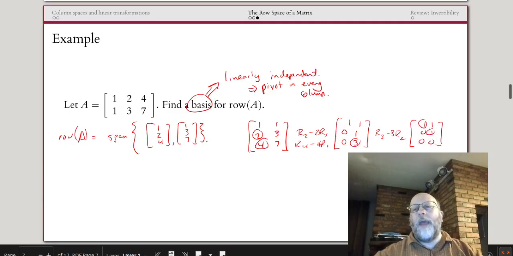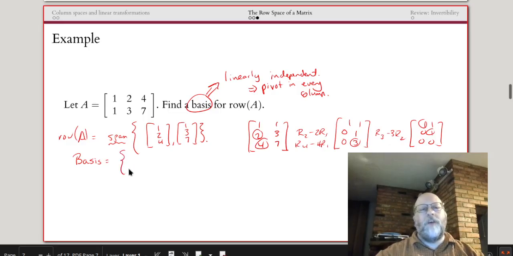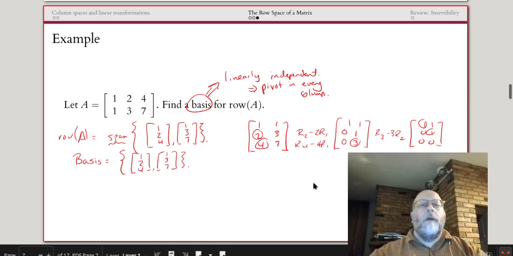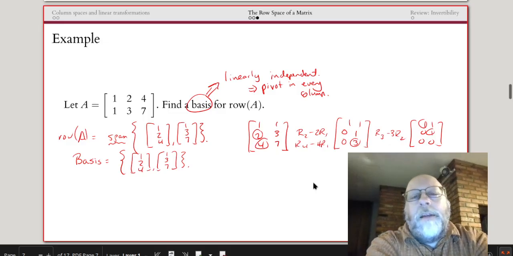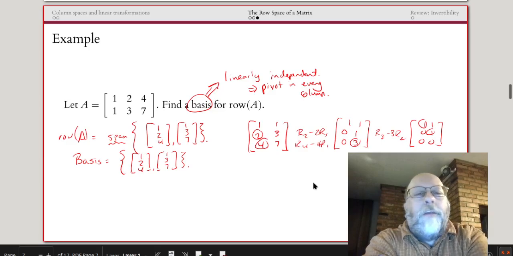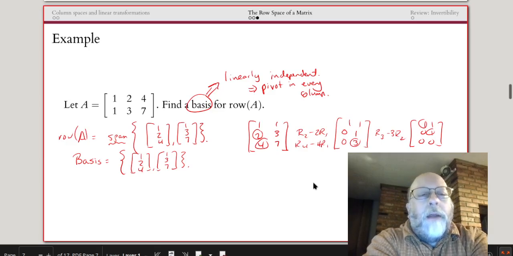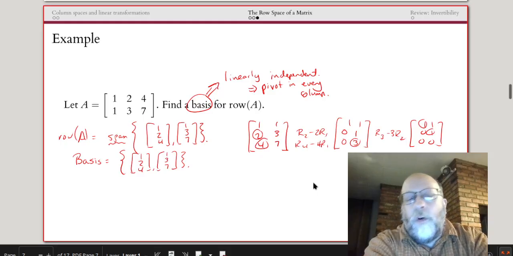And yes, indeed, we have a pivot in both columns. And so the basis does not include the word span, remember. The basis is just a set 1, 2, 4, 1, 3, 7. So a basis has to be linearly independent. In this case, the set is already linearly independent, but the basis does not include the word span.